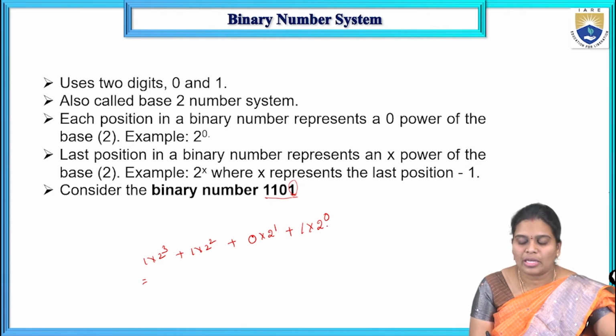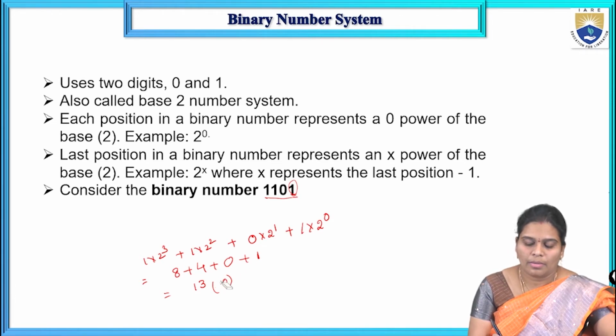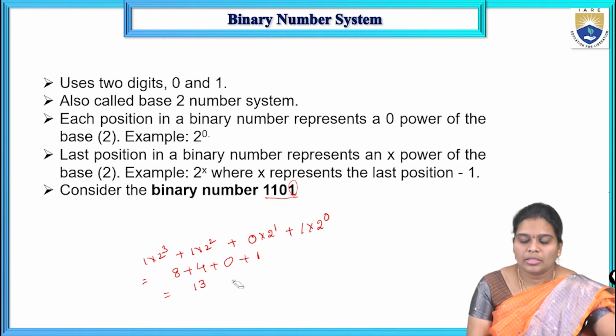So here we are taking the powers from 0 to 3. 2 power 3 is 8, 2 power 2 is 4, 2 power 1 is 2 multiplied with 0 gives 0, and 2 power 0 is 1. So the value is 13. This is the decimal value, and the base value is 10. So this is for the integer value of the binary values.